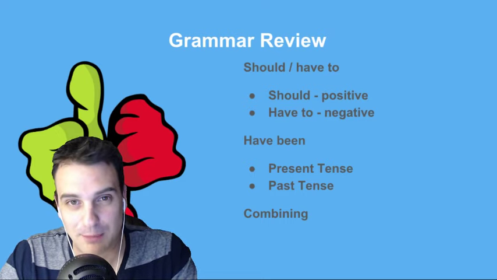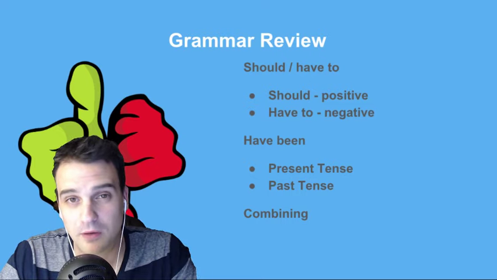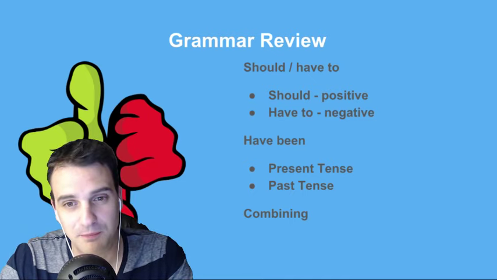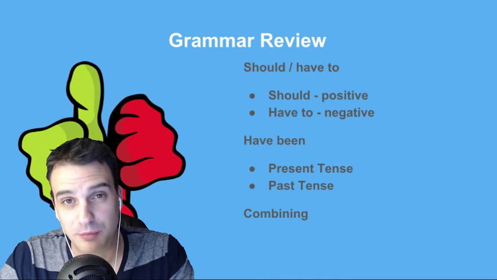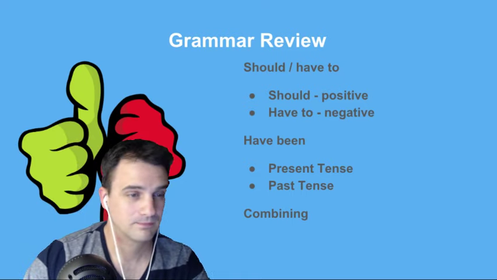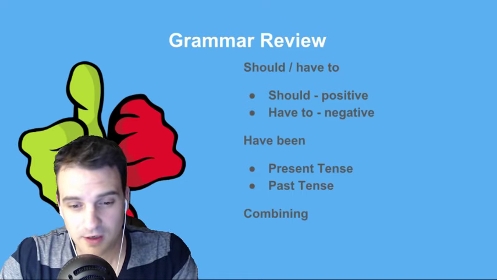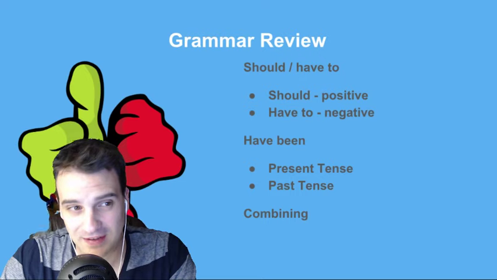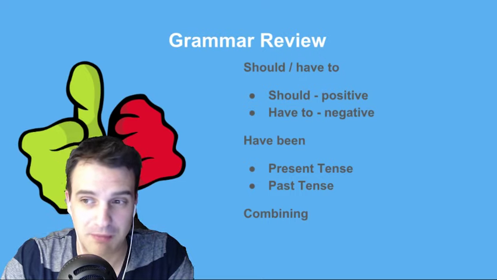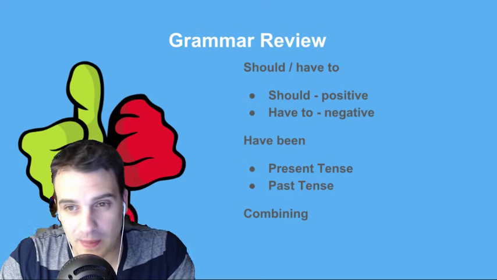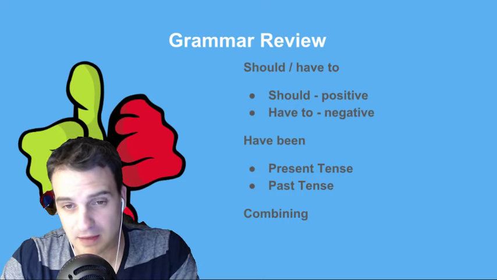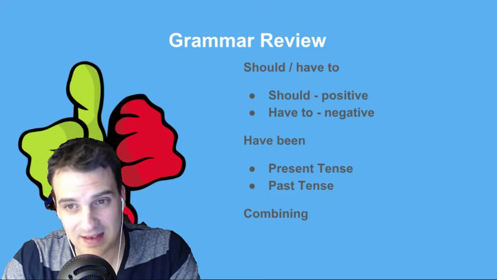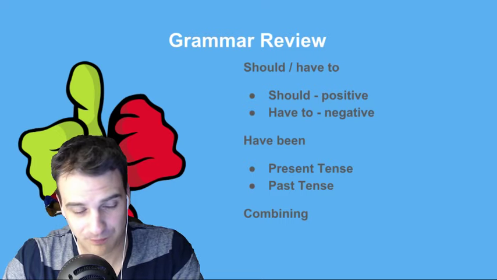First, the grammar review. This week we practiced should and have to. I think this was pretty easy for a lot of people. We have should, which is generally used for positive things. So when the outcome, the ending, is positive, we use should. And when the outcome, the ending, is negative, we use have to.